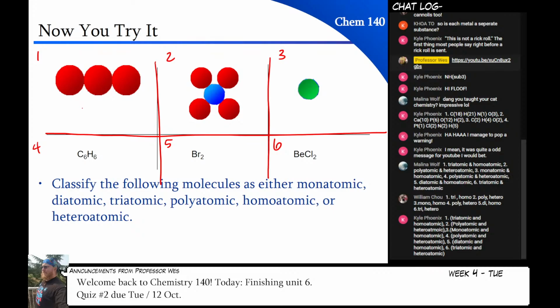All right. So for number 1, we've got 3 that are all the same color. So this must be homoatomic. And there's 3 atoms, so this is triatomic. For the second one, I've got 4 atoms that are red, but then I have 1 blue one. So this is heteroatomic and polyatomic because there are more than 3. You could also say pentatomic, that's fine.